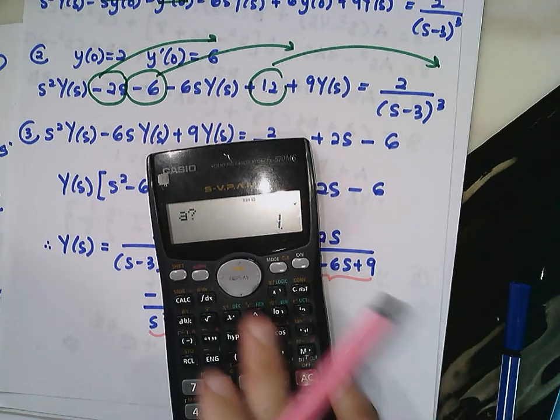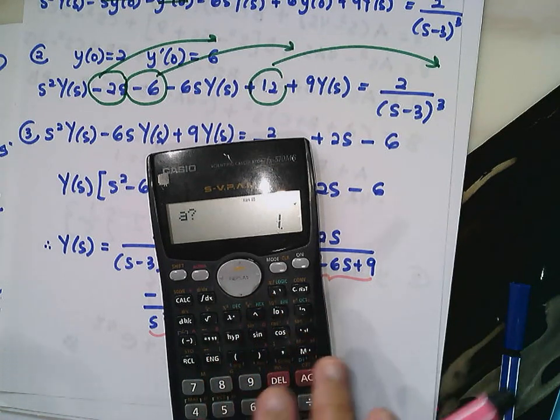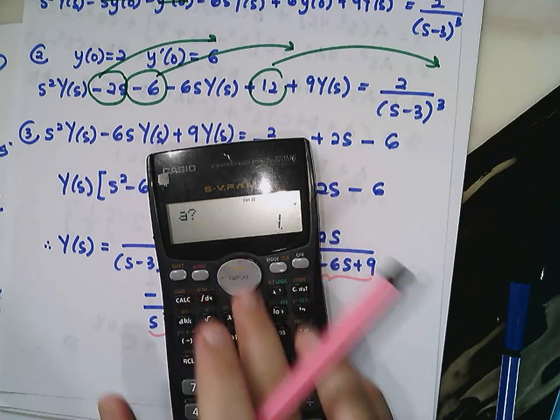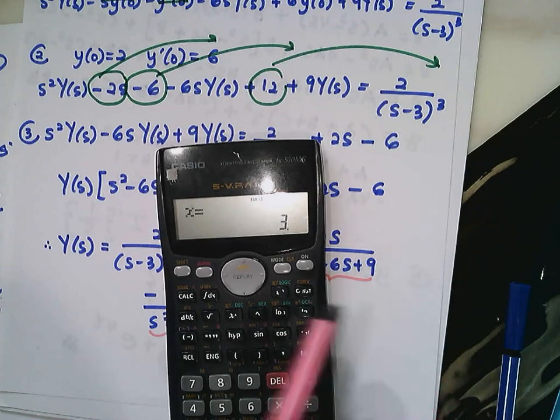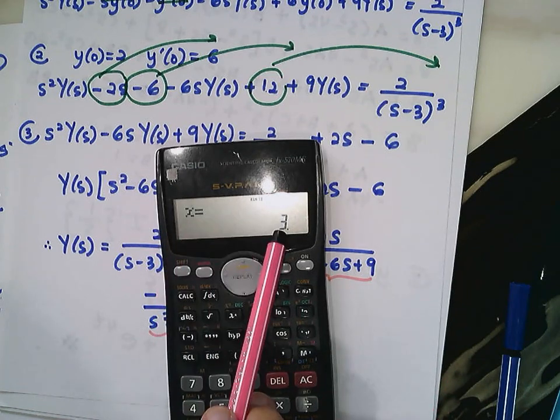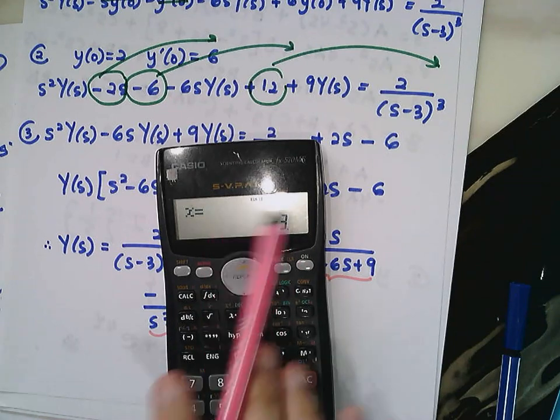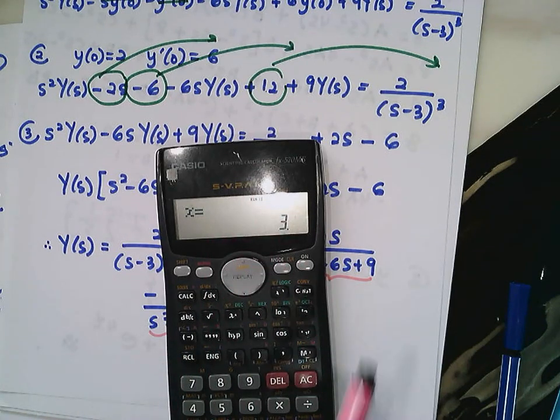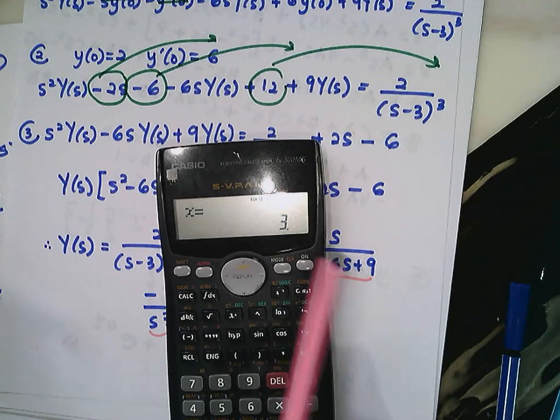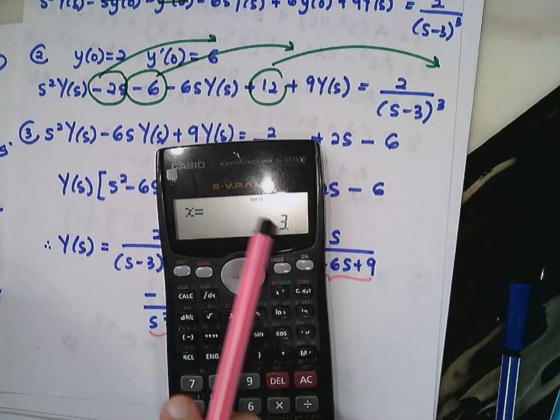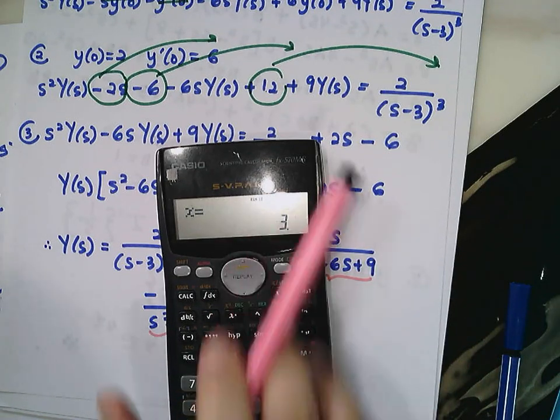So you just have one value, which means you have a repeated value here. If you have x equals 3, the factor will be x minus 3, so in this case s minus 3, the whole thing squared, because you have the same value. Okay, you just have one value right here.